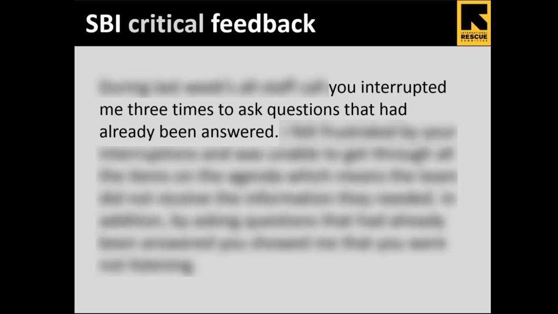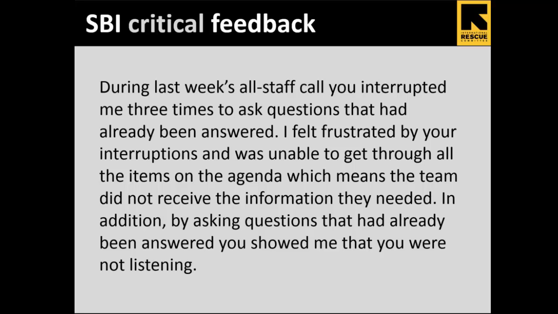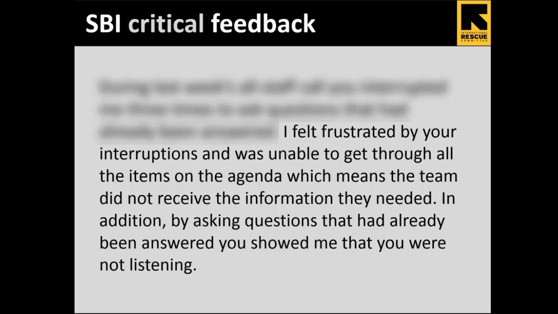The impact, how the person's behavior impacted you or others, is in the last sentence, where it reads, "I felt frustrated by your interruptions and was unable to get through all the items on the agenda, which means the team did not receive the information they needed. In addition, by asking questions that had already been answered, you showed me that you were not listening."